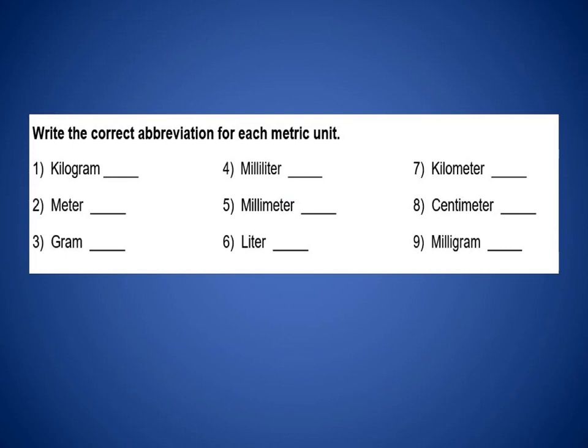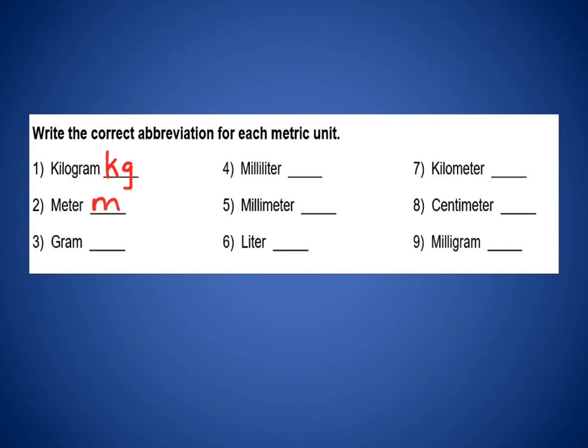Go to the next page. I just want to be clear on how to write symbols because I get some mistakes here. So, what would the symbol be for a kilogram? Kilogram would be kg. All lowercase. Lowercase k, lowercase g. Meter. What's the symbol? Not just an M. Lowercase m.